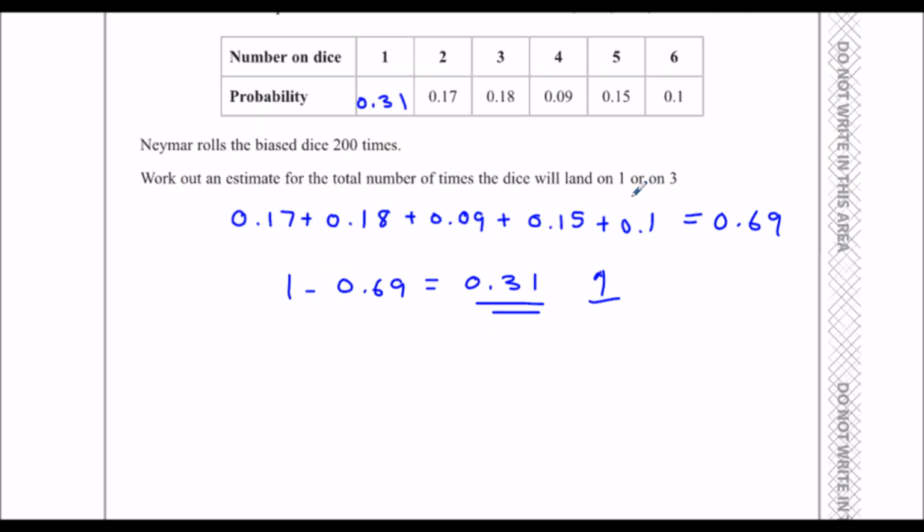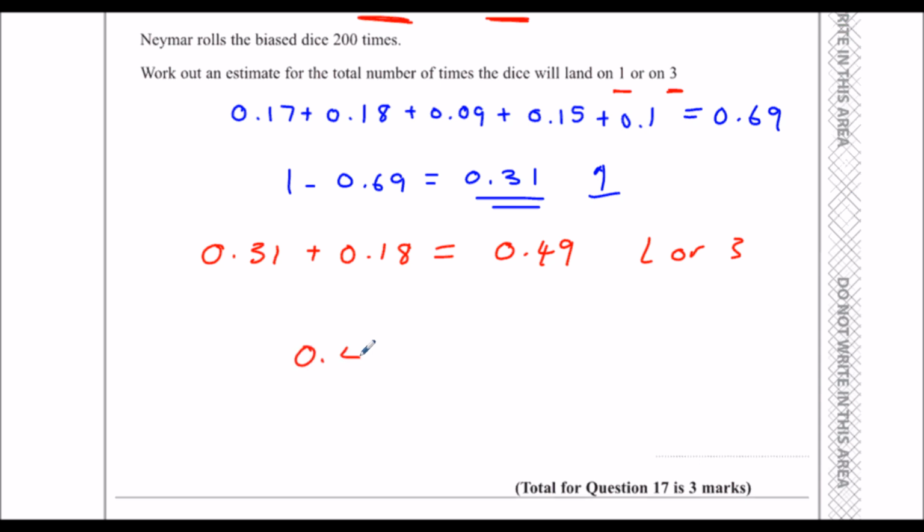So we want a 1 or a 3 though. So that's 1 or 3: 0.31, 0.18, add them together, 0.49. So that's 1 or 3. And we're going to roll it 200 times. So 0.49 times 200, type it into the calculator, and we should get 98. So we would expect to get 98 1s or 3s.